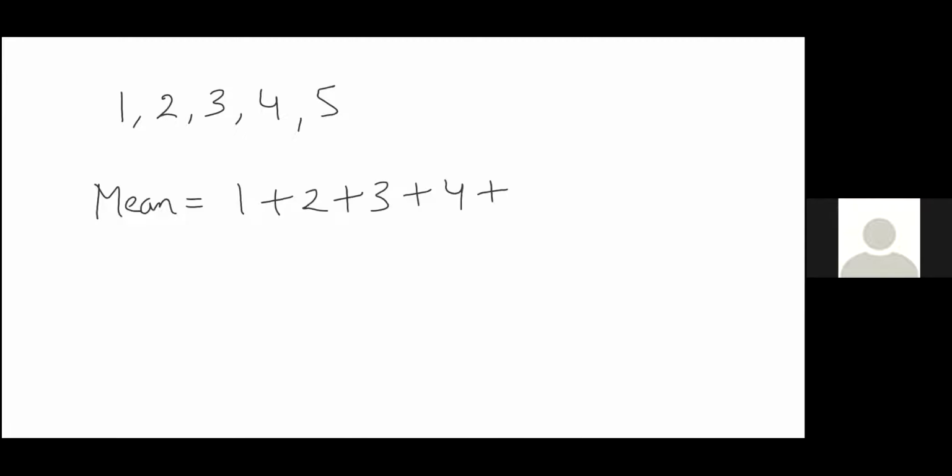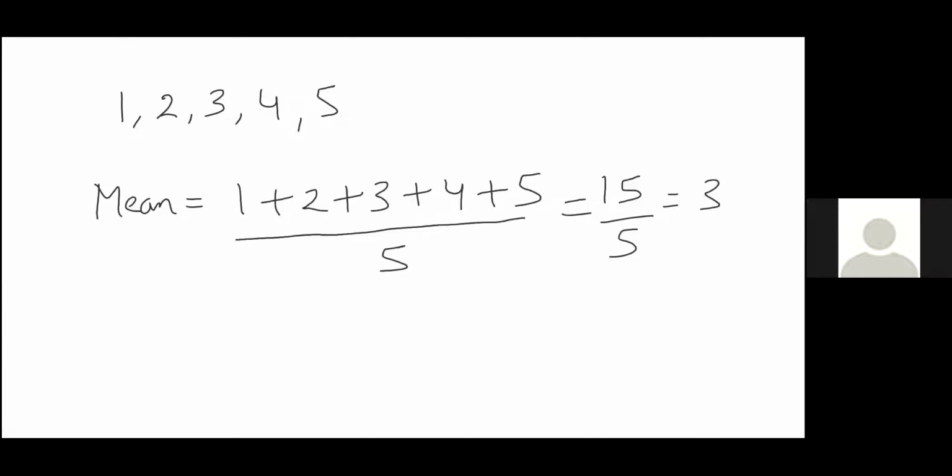Let's look at these numbers. So we have 1, 2, 3, 4, 5. So right now we have 5 degrees of freedom, 5 independent pieces of information. Now suppose we have to find the mean for these numbers. So mean will be equal to 1 plus 2 plus 3 plus 4 plus 5 divided by 5. This is equal to 15 divided by 5, which is equal to 3. Okay, so this is how we find the mean.